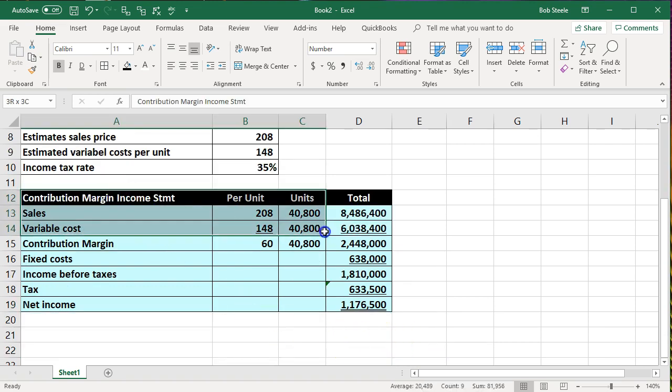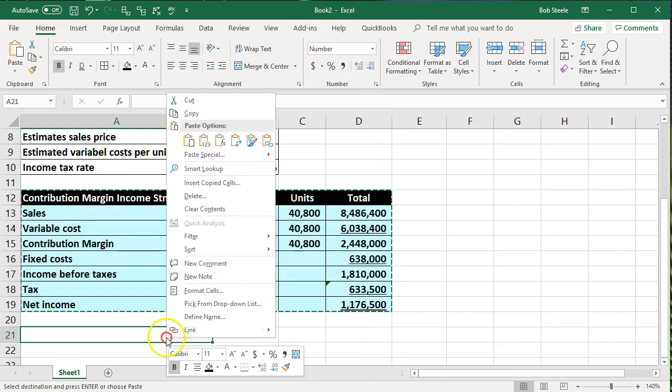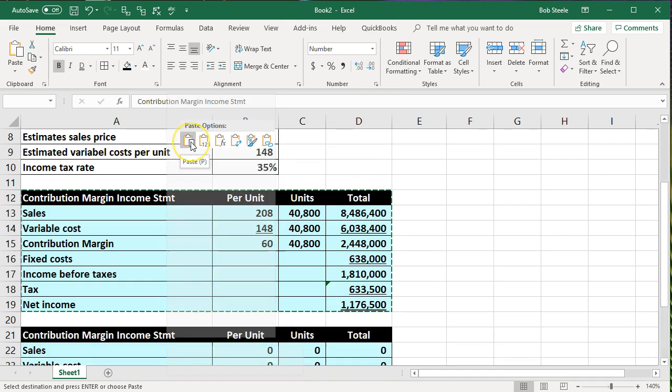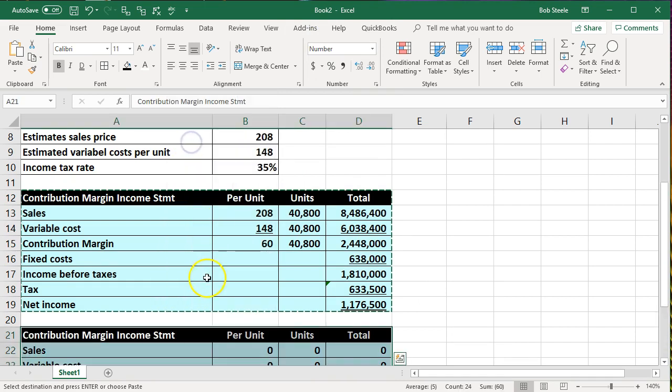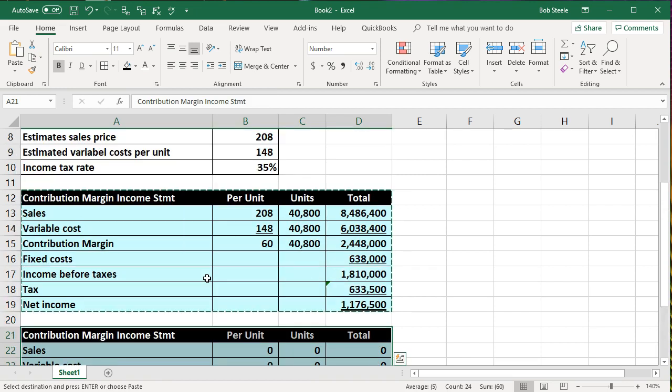I'm going to go ahead and copy this whole thing. I'm going to just right click and copy this. Let's put it underneath, right click and paste. So there we have our items there. Now the formulas don't work, right? Because we've pasted them down.